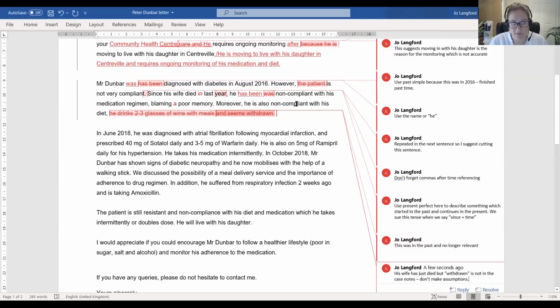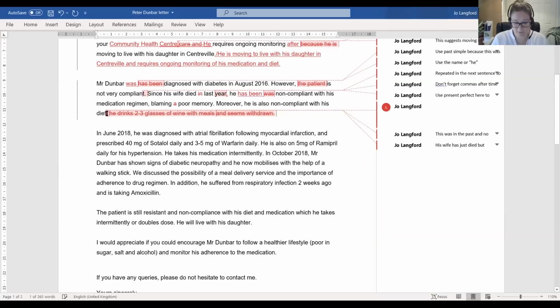So, "moreover, he is also non-compliant with his diet." We might give information about the diet if it's still true. You know, we're giving a history here or a general picture. He was diagnosed with diabetes. Since his wife died, he's been non-compliant with his medication regimen, blaming poor memory, and he is non-compliant with his diet. Perhaps give the specifics here. So give details.